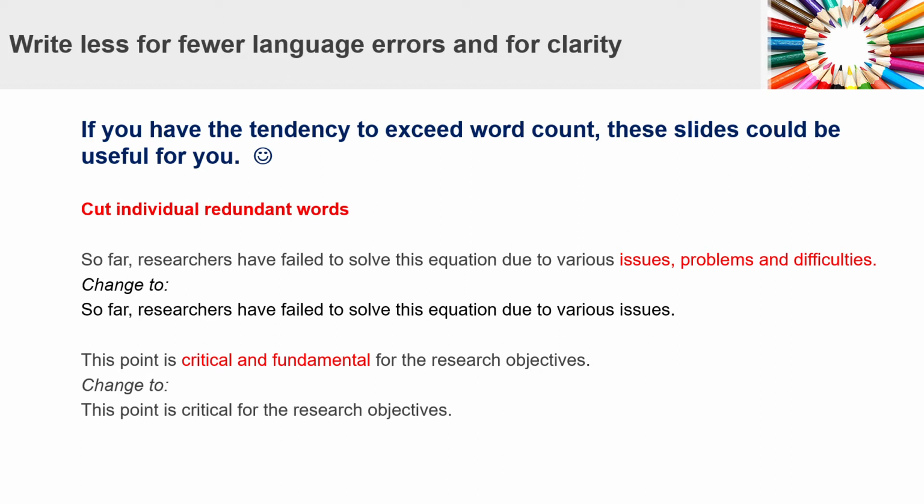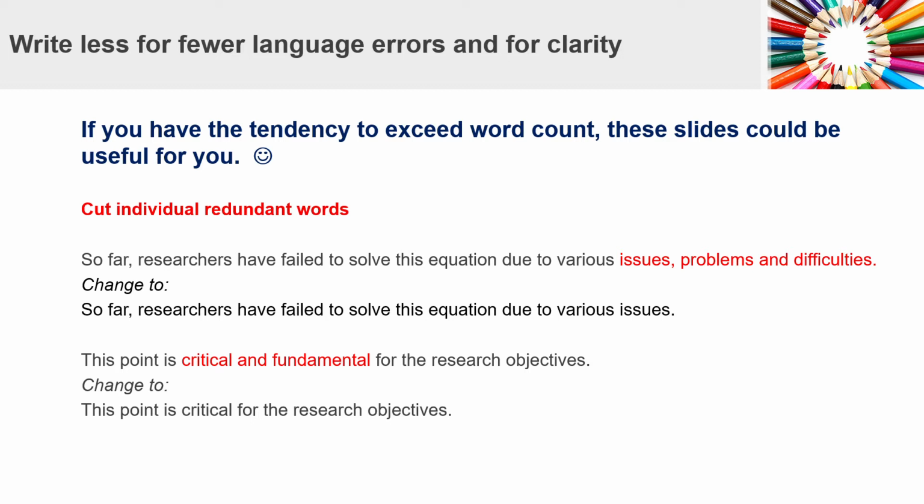So far, researchers have failed to solve this equation due to various issues, problems, and difficulties. So if you look at this sentence, issues, problems, and difficulties, aren't they the same meaning? Okay, don't you think they discuss about the same thing? Alright, so instead of repeating these three words which have similar meanings, you change it to so far researchers have failed to solve this equation due to various issues. Full stop. You don't have to write problems and difficulties anymore because various issues readers would know. It could be problems, it could be difficulties, challenges, obstacles, right?